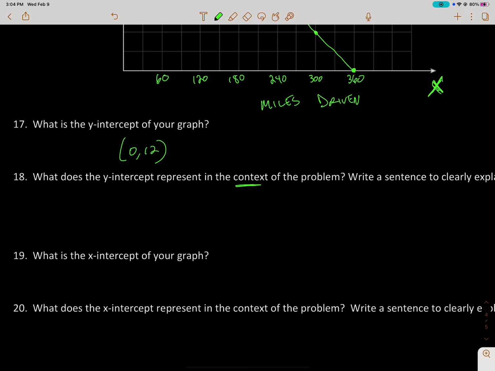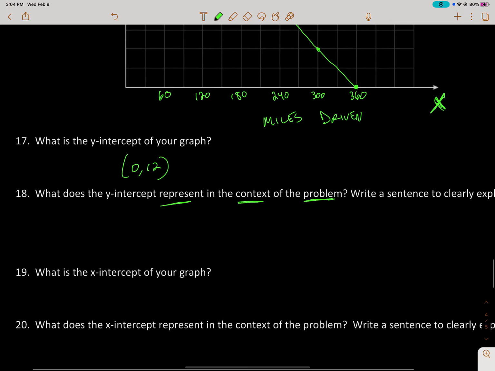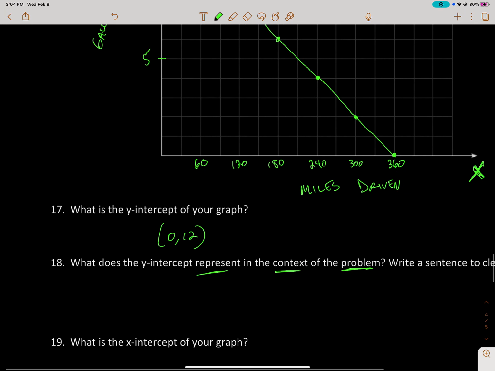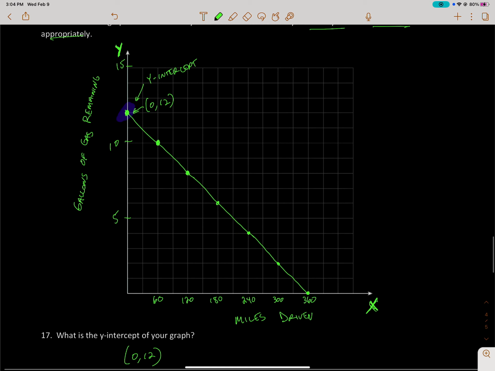What does the y-intercept represent in context of the problem? So when you're talking about context of the problem, I think it's best to not just think about the numbers, but also think about what they mean, like using your labels. You already took the time to label your axes. So the x-axis is miles driven. So the x-coordinate of this intercept is miles driven. This will help you write your sentence. And the y-coordinate, gallons remaining.